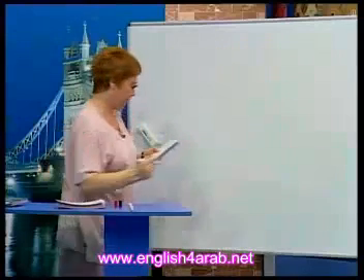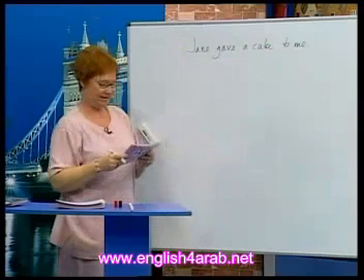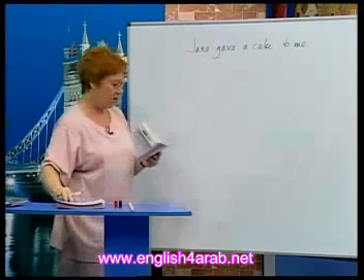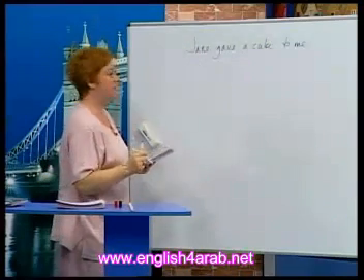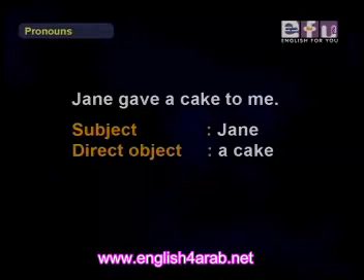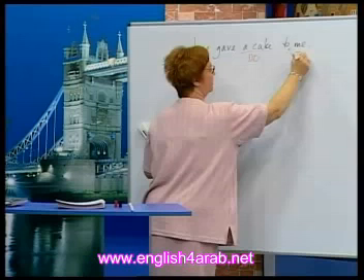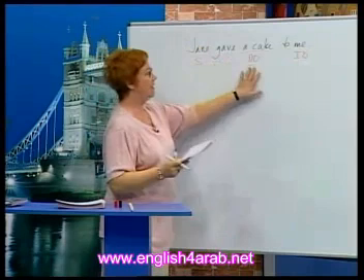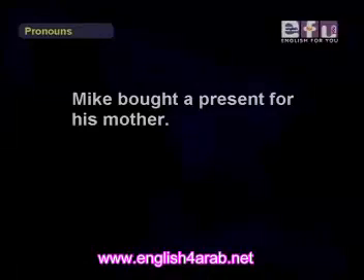So here we go. Jane gave a cake to me. Lucky me. Okay? Now, Isabel, which is the subject, the direct object, and the indirect object? So first, what's the subject? Jane is the subject. A cake is the direct object. And me is the indirect object. Yes, good. Okay? So Jane gave a cake to me. Good.